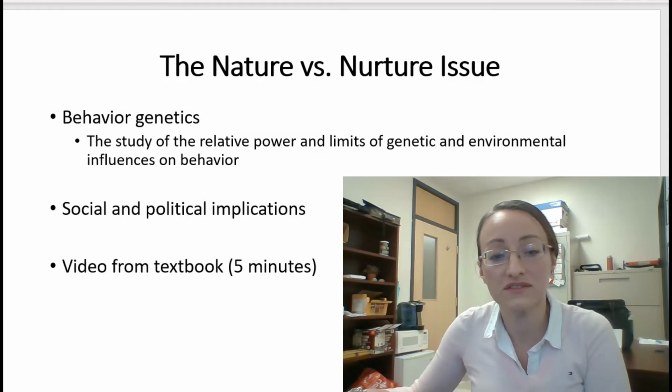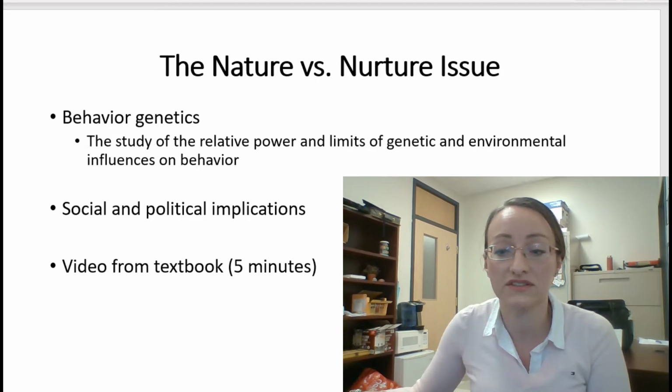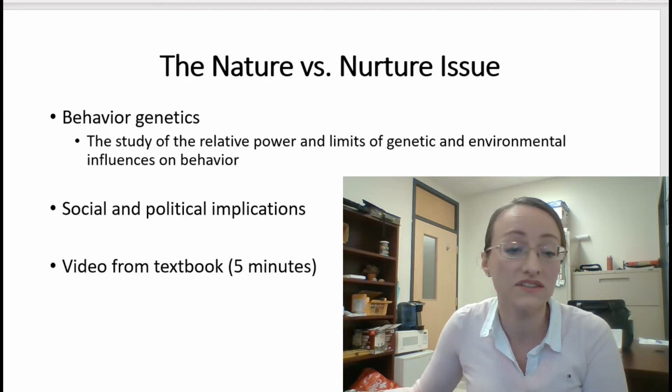When we talk about differences between groups, we often wonder about their cause, whether it's nature, genetics, biology, or nurture, social and environmental influences. That particular question is the subject of the field of behavior genetics. There are social and political consequences to the identification of differences and their causes, especially when the variable is something that's prized by society, say intelligence, or despised by society, say violent crime.